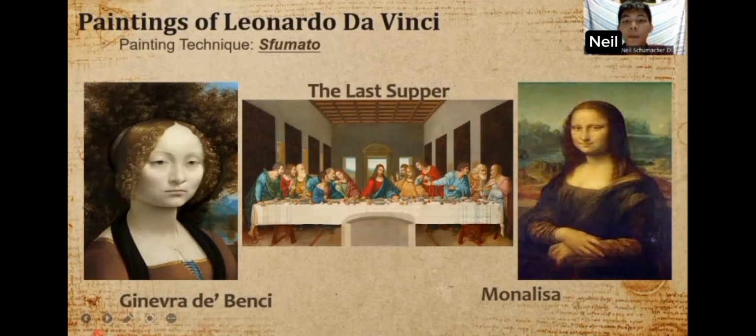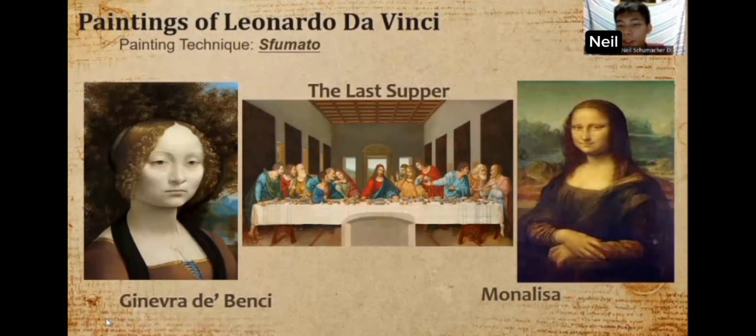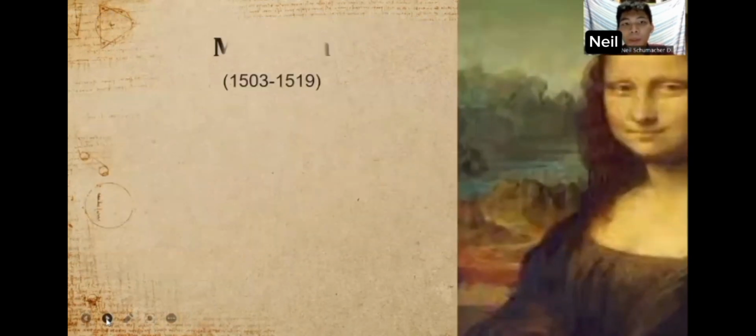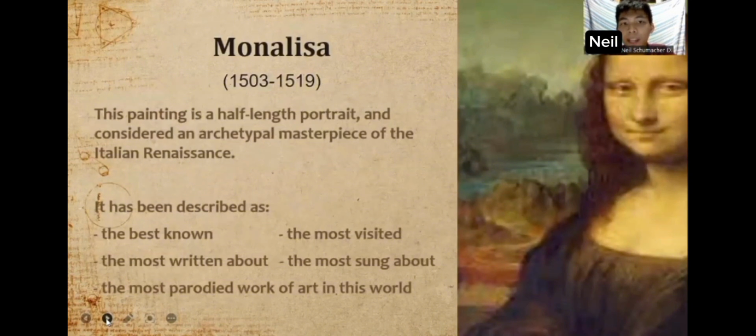So now we're going to be talking about another famous artwork by Leonardo da Vinci called Mona Lisa. So sino ba naman ang hindi pa nakakilala kay Mona Lisa? Diba? So this painting of Mona Lisa was made between 1503 until 1519. So 16 years niyang ginagawa bago niya natapos ang painting ni Mona Lisa.